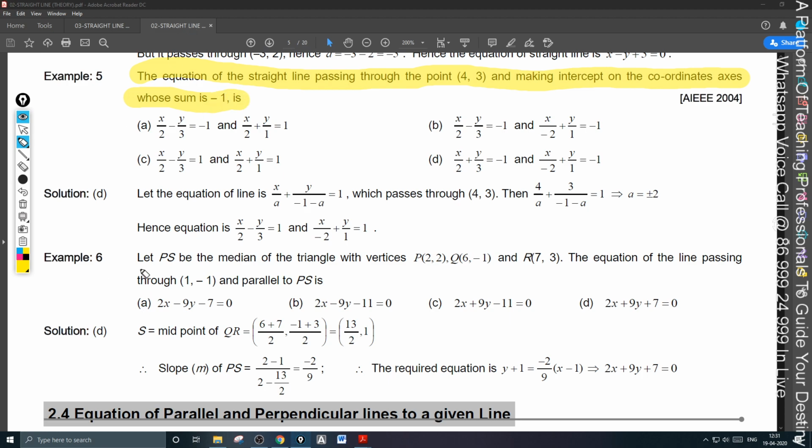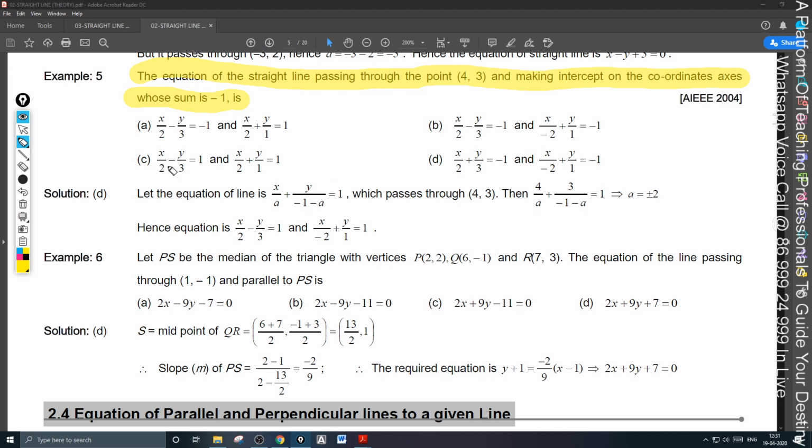You can of course verify the options always, because it passes through 4, 3 here. Let us substitute 4, 3 here. 4 by 2, 2. Minus 3 by 3, 1. 2 minus 1, 1. It is not getting satisfied. So answer is not A. And here 4 by 2, 2. Minus 1 is 1. It is going to be -1. So this is also not the answer. And here 4 by 2, 2. Minus 1. It is 1.